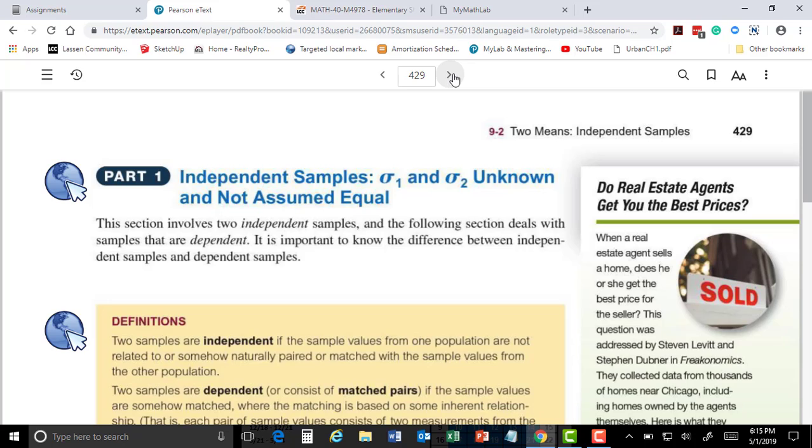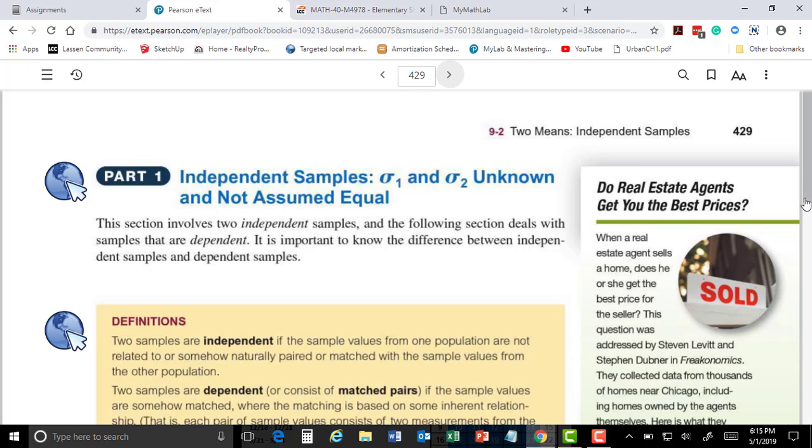So here's how you want to work that. The samples are independent. That means that whatever's happening here is not affecting what's happening over here. You test one group with a certain proportion, and you have another group. Does the outcome of this experiment affect the other one? If it doesn't, then they're independent. So you want two independent samples: sample values from one population that are not related or somehow naturally paired or matched, because we have a different test statistic for paired data.